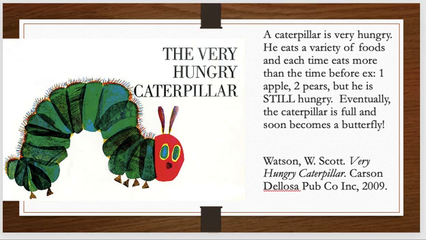I have my summary. What I said was, a caterpillar is very hungry. He eats a variety of foods and each time eats more than the time before. Example, 1 apple, 2 pears, but he is still hungry. Eventually, the caterpillar is full and soon becomes a butterfly. So I came up with that in my own words. Then my last part was coming up with the citation, so I just copied and pasted this over from EasyBib. And now my slide is done for one of my books.